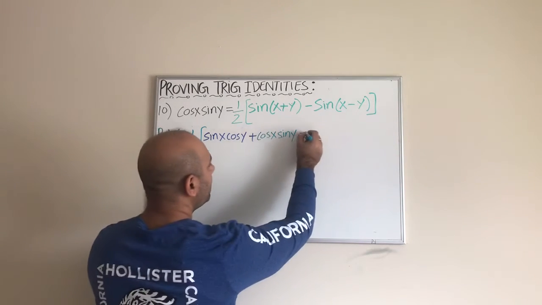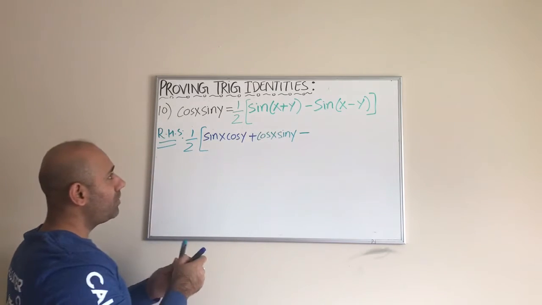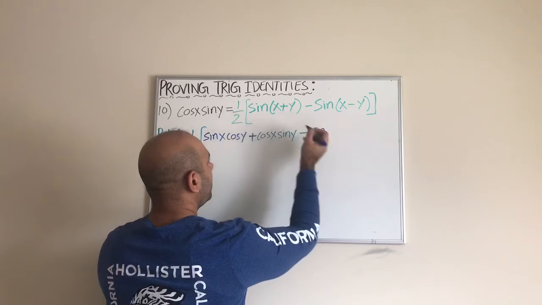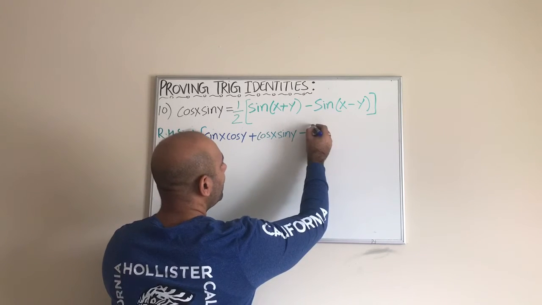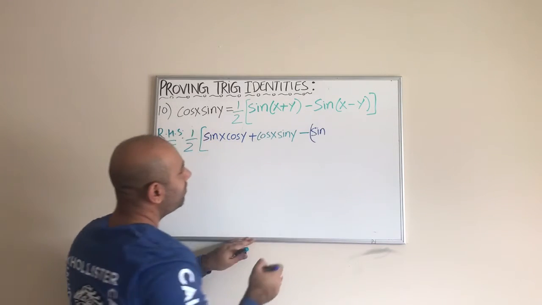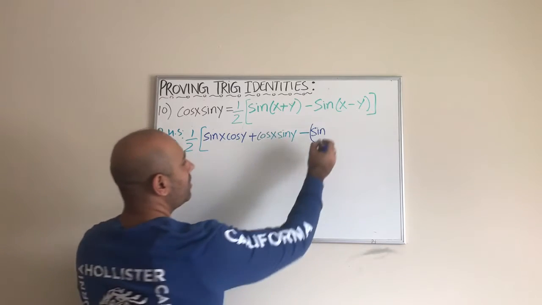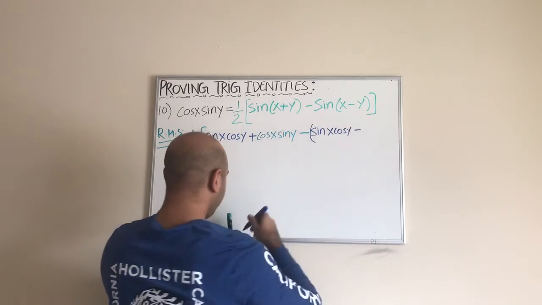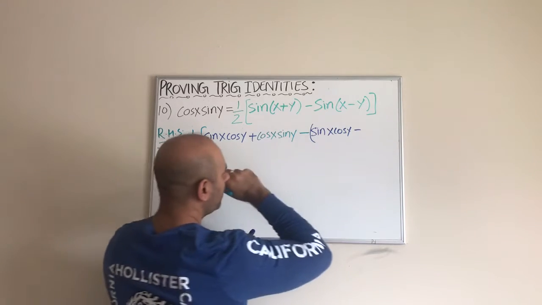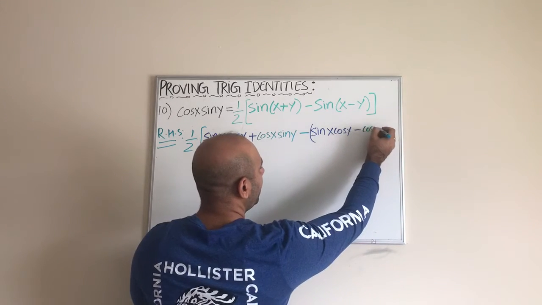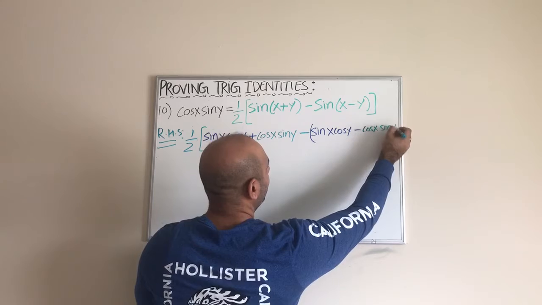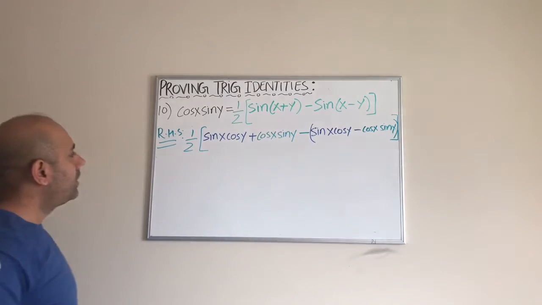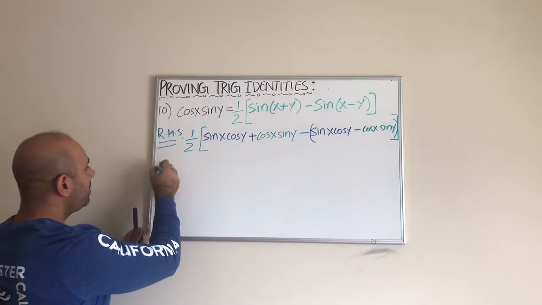Then I have minus, and then we're going to write the formula for the sine of the difference, which is similar to this, except that instead of minus there's a plus. Since there's more than one term, I'm going to put this in parentheses. So it's going to be sine x cosine y minus cosine x sine y. Okay, that's going to be the first step. And now let us try to simplify.